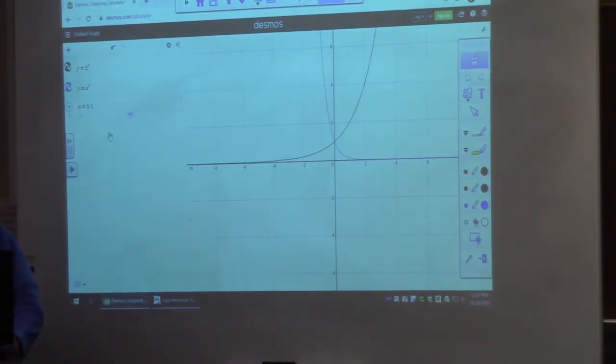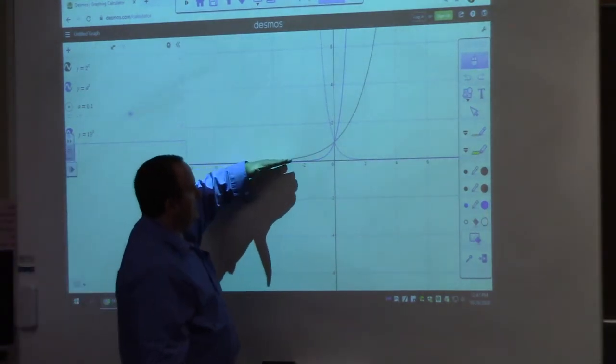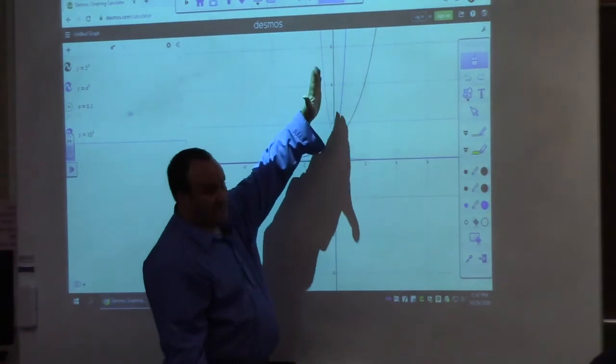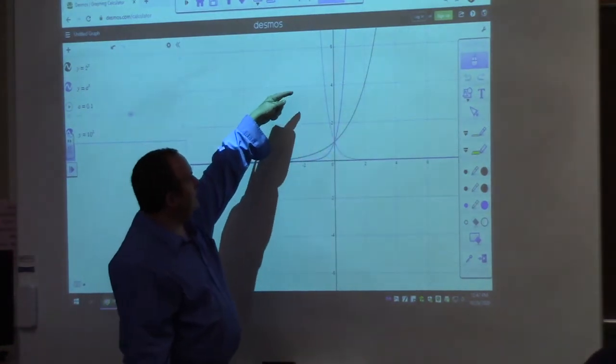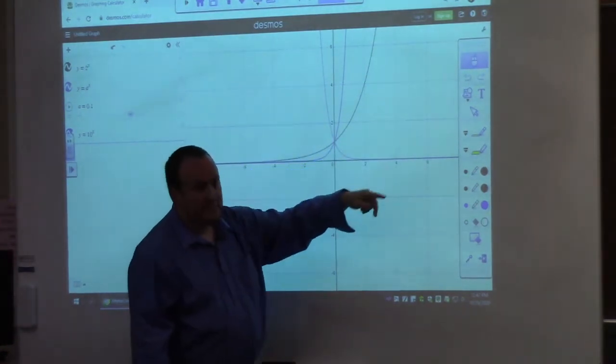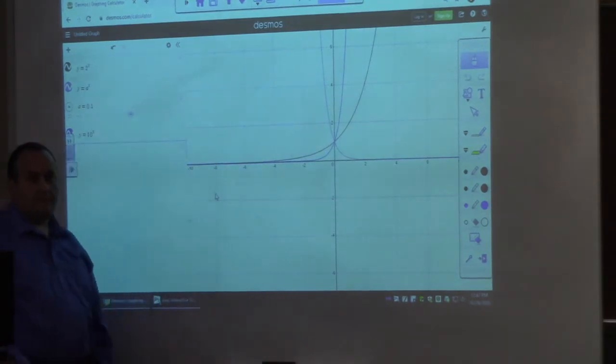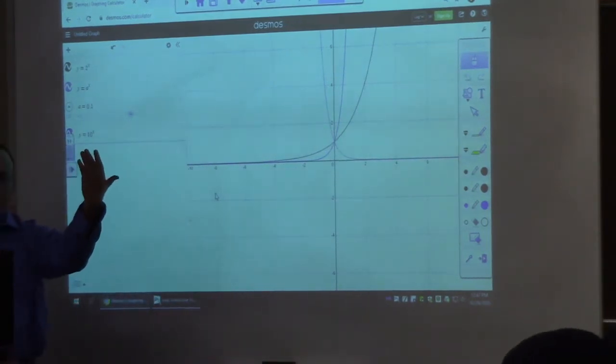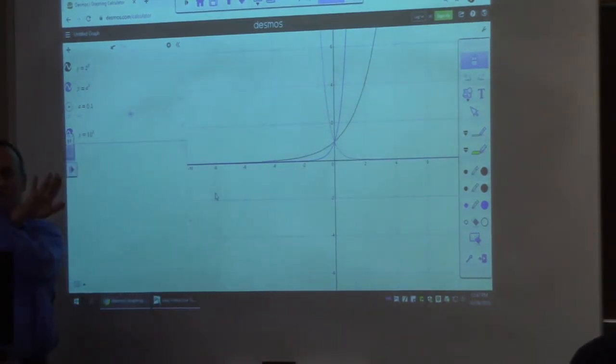Here, let me add yet another one. Let's look at 10 to the x, see if you can see any relation between the 0.1 and the 10 to the x. So the 10 to the power x is the steep dark blue one. The 0.1 is the lighter blue one that goes like that. What's the relation? You see they're the same graph, they're just reflected one over the other? Right? Why is that? What's going on?